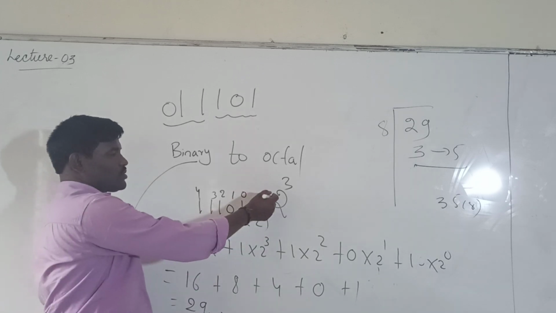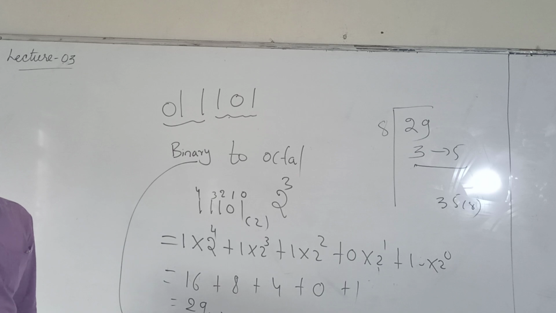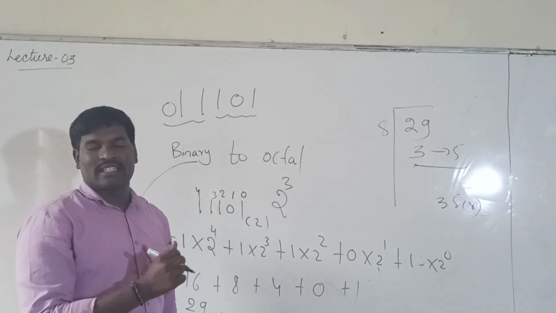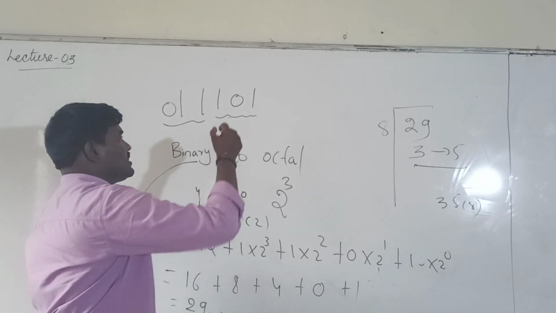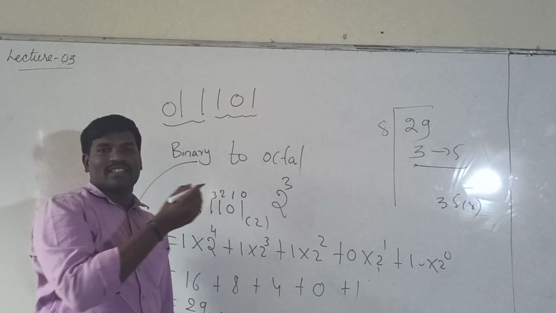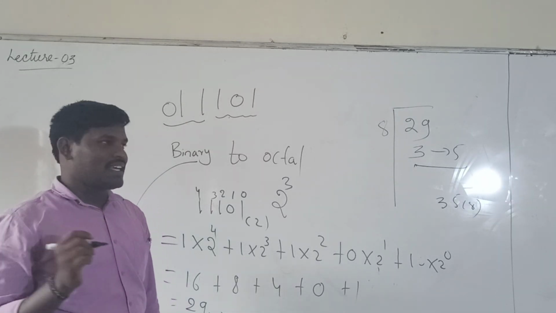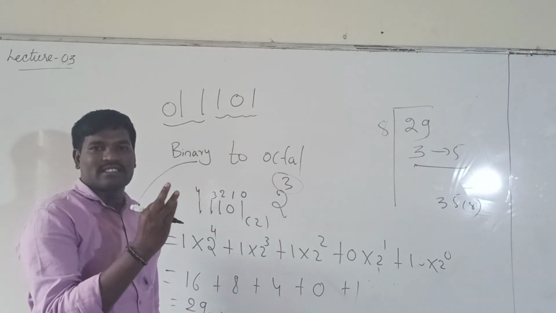Why do you have to make a group of 3 numbers? Because octal consists of 2 raised to 3, the power is maximum 3. Each digit indicates 1 bit of data. Here 3 bits. That's why we can make 3 digits one group.